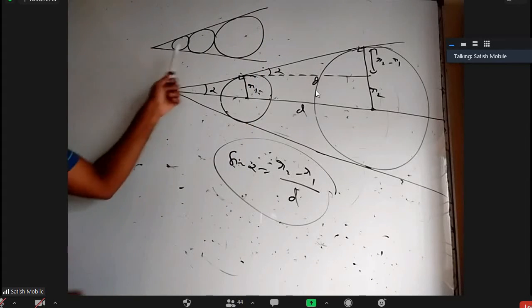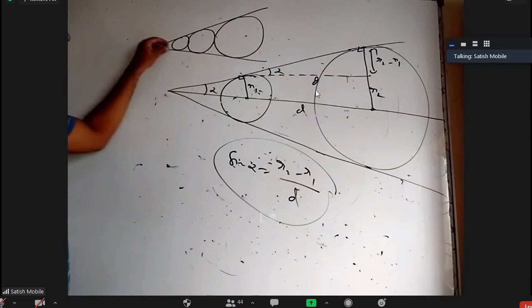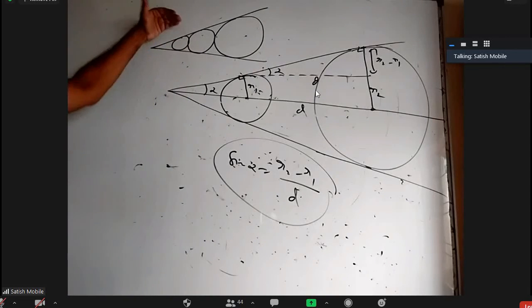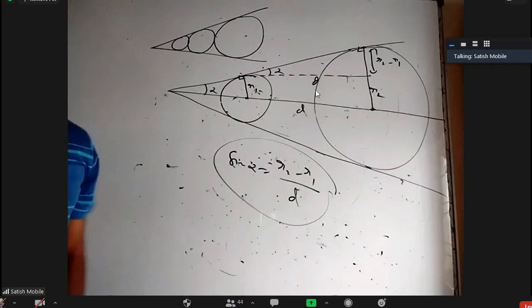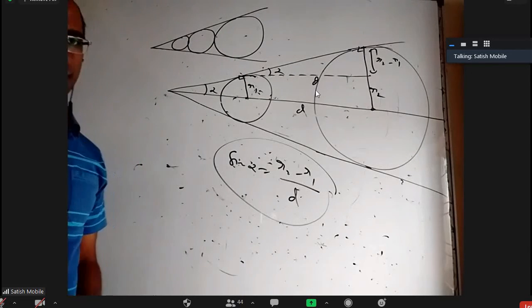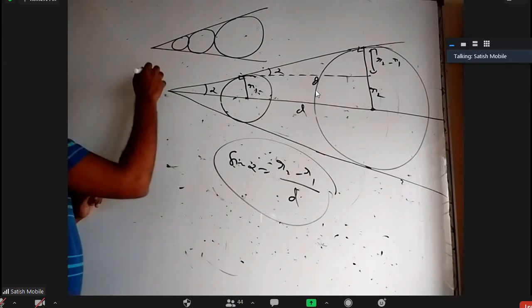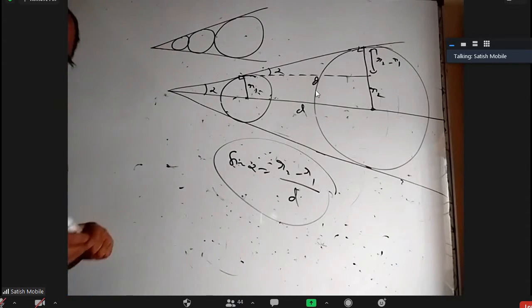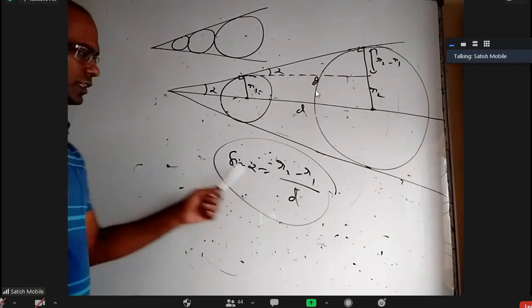Okay, a series of circles are touching. I can have some more circles here, some more circles. Every circle is touching this line and the next circle, and so on. Then the radii of all these circles are in geometric progression. How to prove that? I should draw a little bigger figure. Okay, this part everybody clear, right?